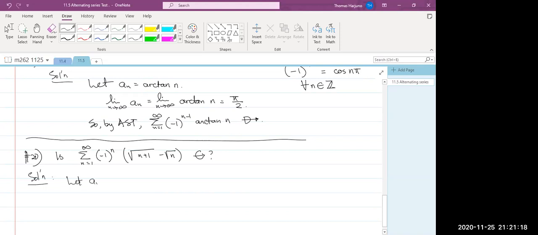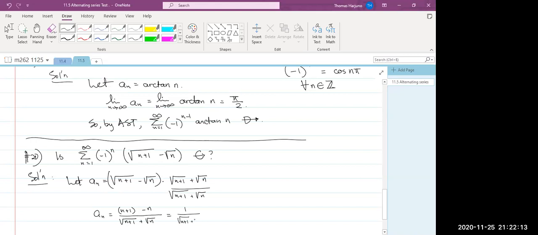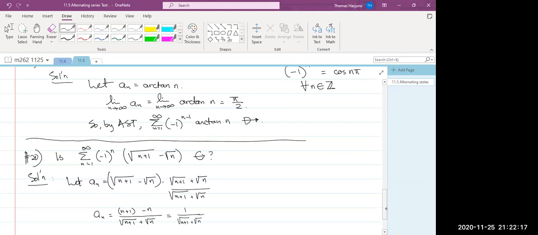Let a sub n be the non-negative part. Let me multiply by the conjugate. So multiplied by square root of n plus 1 plus square root of n over square root of n plus 1 plus square root of n. So the nth term is basically n plus 1 minus n over square root of n plus 1 plus square root of n. This is 1 over square root of n plus 1 plus square root of n.